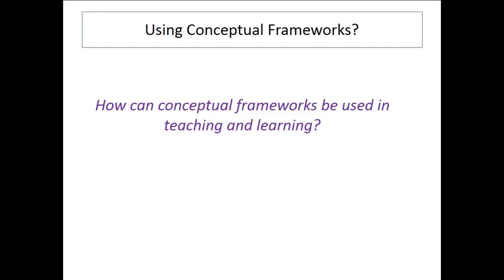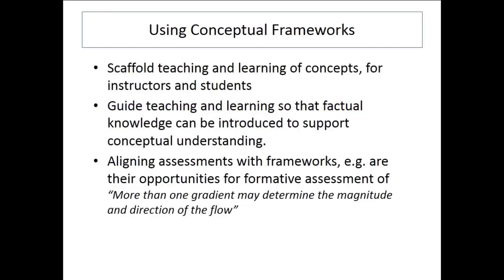One of the things we usually think about is scaffolding learning for students, guiding teaching and learning so that factual knowledge can be introduced to support the concept. Then there's aligning assessments with the frameworks. Do I have 20 questions that are just, in the case of homeostasis, on the effectors, and I haven't talked about the sensor at all? It can help you align your activities and assessments with the framework. For example, make sure you're talking about more than one gradient in your assessment if you work through a formative assessment on it.